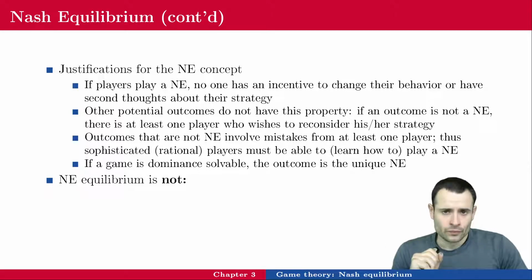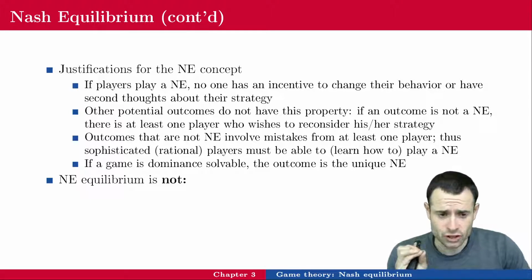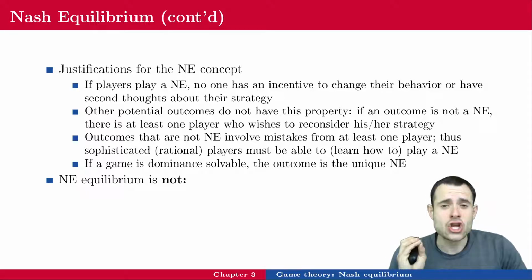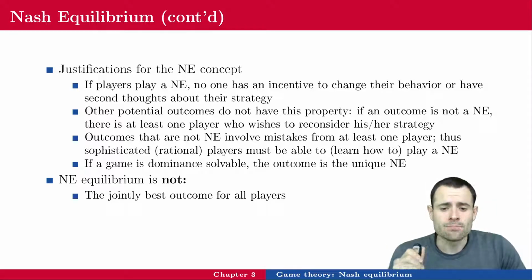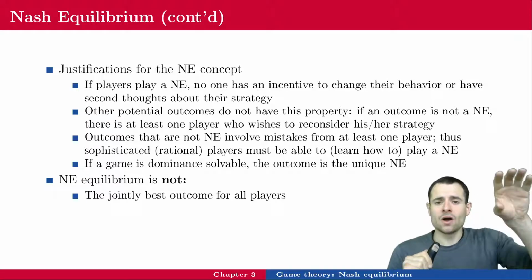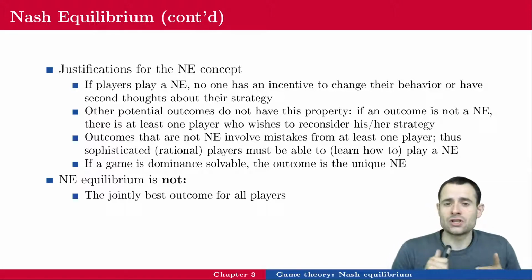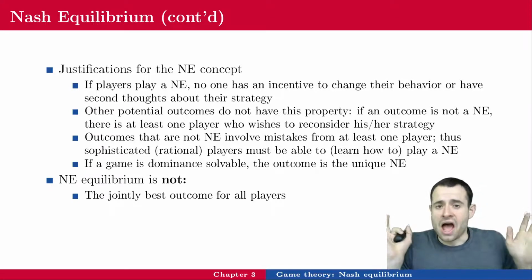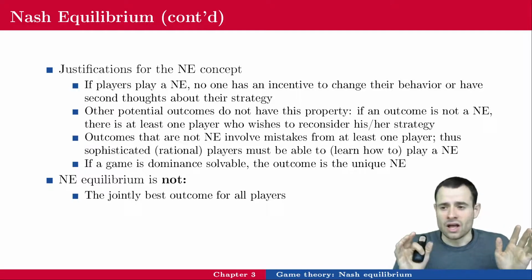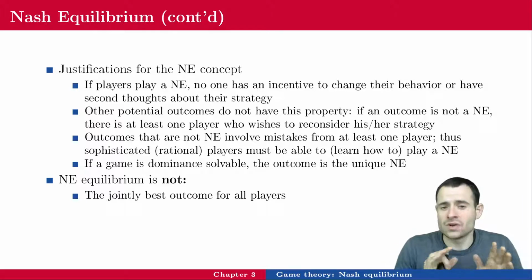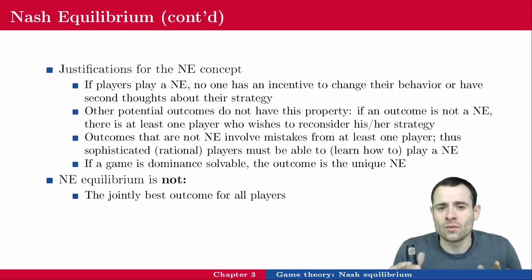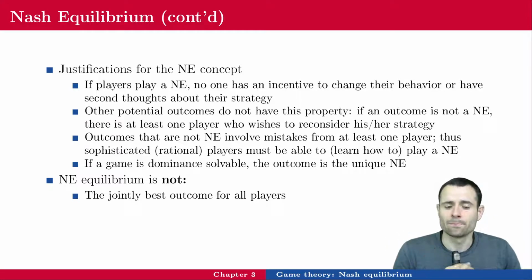Careful, however. Stick to the definition of a Nash equilibrium, the strict definition. A Nash equilibrium is not the jointly best outcome for all players. For example, in the Prisoner's Dilemma, the jointly best outcome was the opposite. This is the one where they do not confess. They help each other by not confessing and say, I don't know what happened. I was there. I was at the crime scene randomly. It was an accident. So I know nothing.